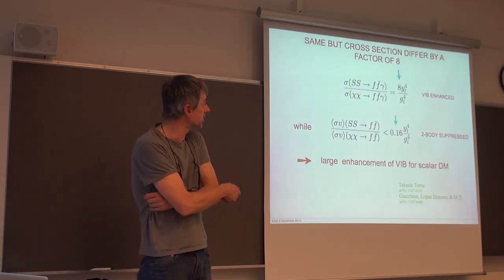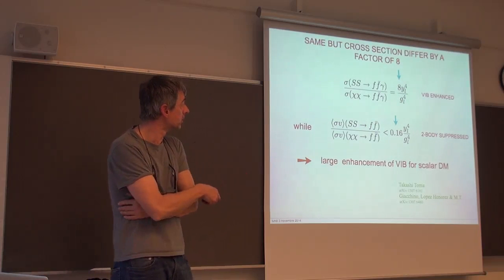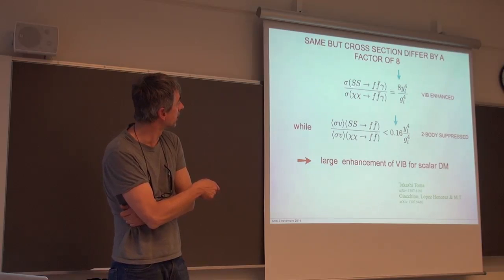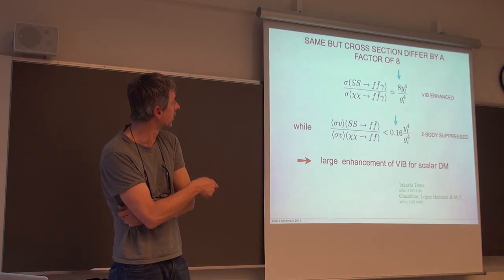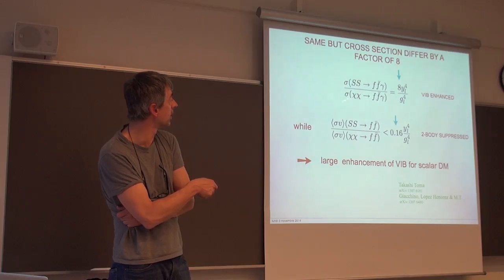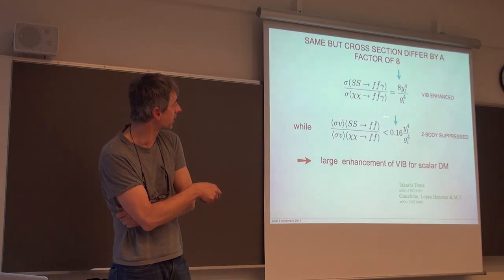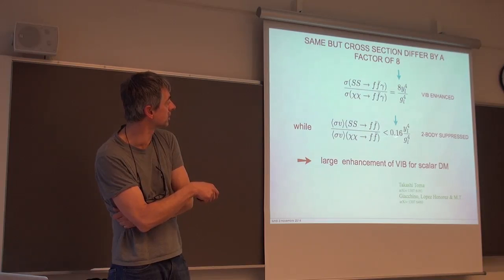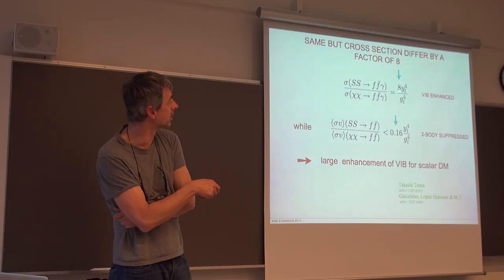But there is a big difference when you look at the total cross section. You don't look at the spectrum, you look at the total cross section, and what we found is that the cross section for internal Bremsstrahlung of the scalar, normalized to that of the Majorana, is larger by a factor of 8. If you remember, I showed you that because of the v to the 4 suppression, there was a suppression of the two-body process. But at the same time you have an enhancement of the Bremsstrahlung.